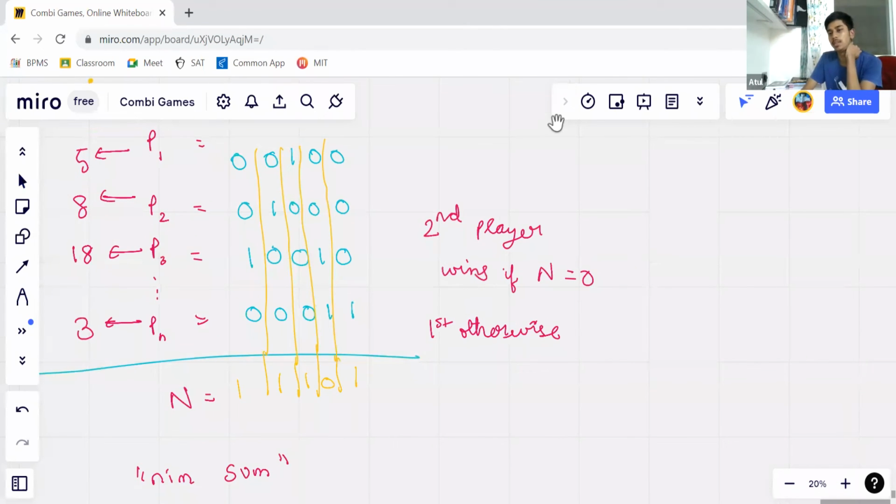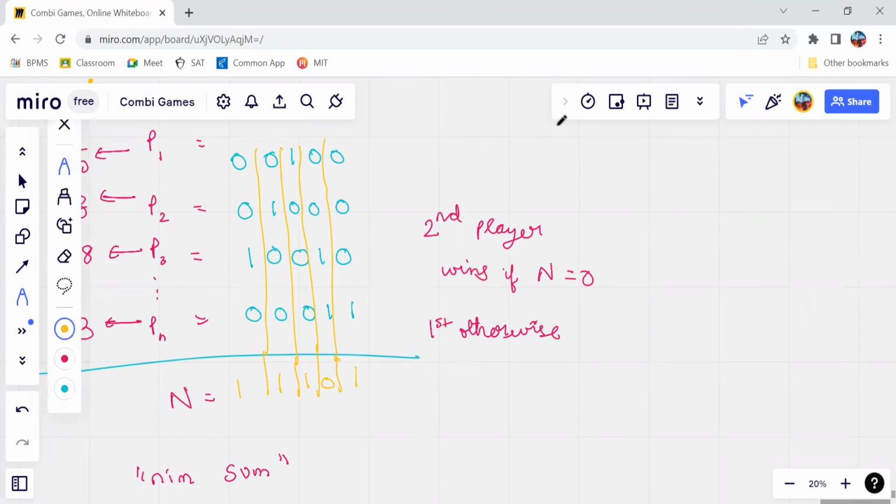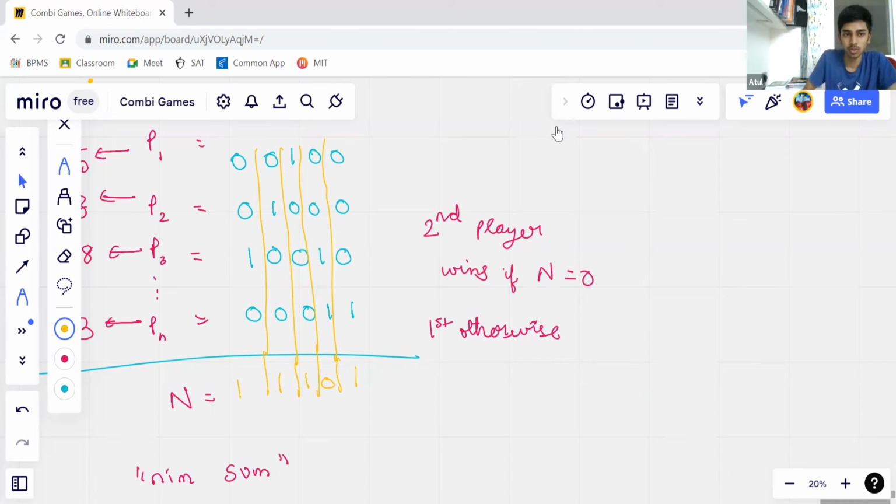So like the previous problem, what does this mean? This means that if n is 0, we need to prove that any move that we make makes it non-zero. And we also want to show that if n is non-zero, we can make a move to make it 0. Does everyone agree with that? Yes, just like the old problem. So let's do the first direction because it's easier, I think. If n is 0, we want to show that any move makes it non-zero.